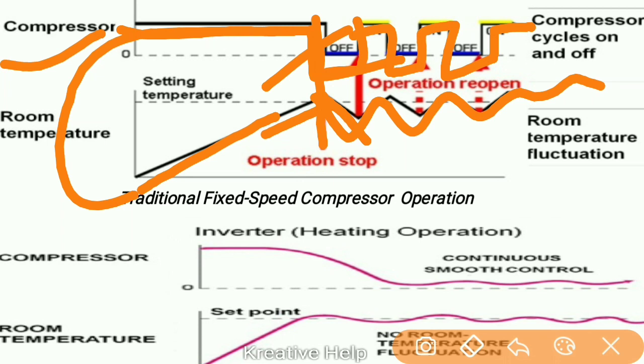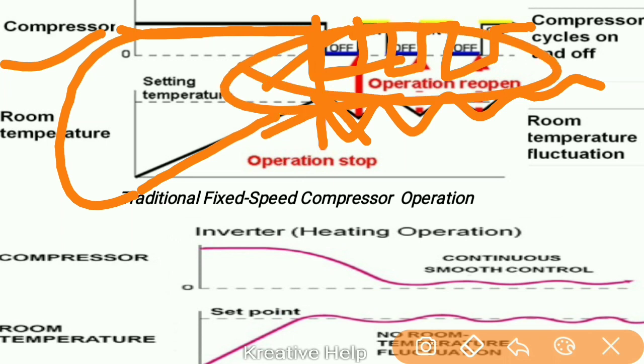So we are consuming more energy, because at the time of starting, the compressor requires more power, and more energy is consumed in the traditional system.